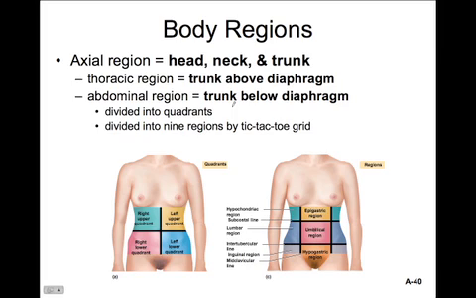This trunk is divided into either quadrants or regions that look more like a tic-tac-toe grid. And these quadrants or regions are used so that we can describe where a patient is feeling discomfort. We might say that something is going on in the right upper quadrant. We might notice something in the right lower quadrant. Often things in the right lower quadrant might be like pain in the appendix, could illustrate an appendicitis. So we just use these grids as ways to describe the regions in which someone is having abdominal discomforts.